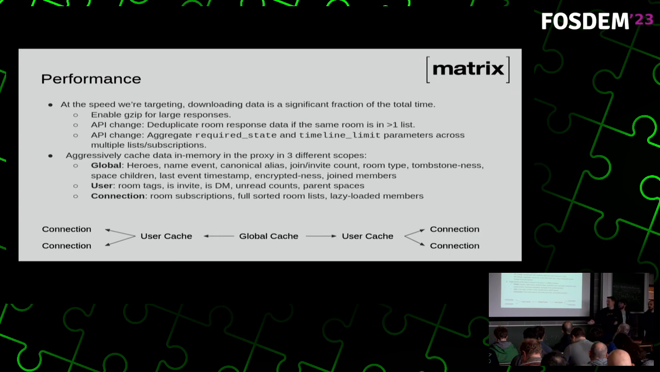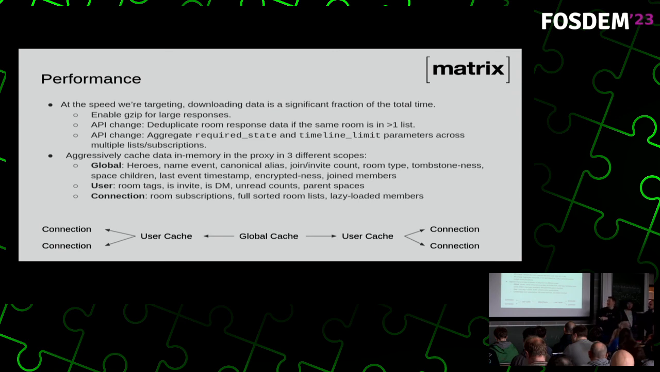So there are 3 levels of caching involved at the proxy level. There's a global cache, which contains information which doesn't change for any user. So it's a constant, things like the number of joined users in a room. It's the same if you're Alice or if you're Bob. Whereas things like the user cache, such as what's the unread count for this room? Well, that's going to change depending on which user. And then the connections are things like which room subscriptions you have, or which lists, like what your top N rooms are, or whatever your sliding window is.